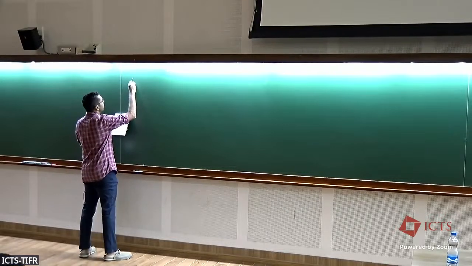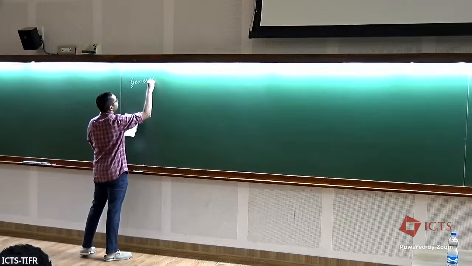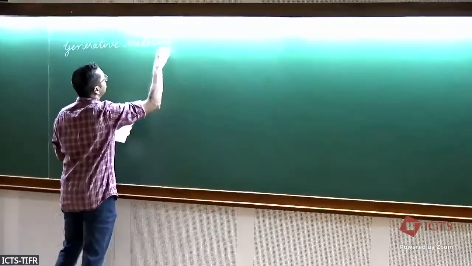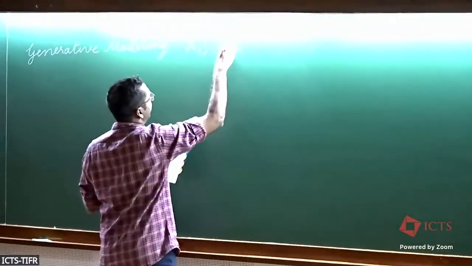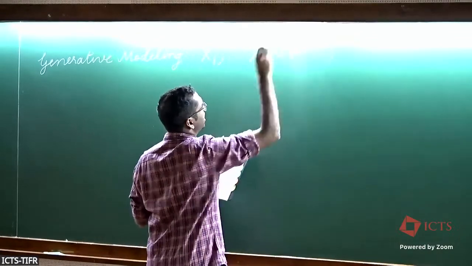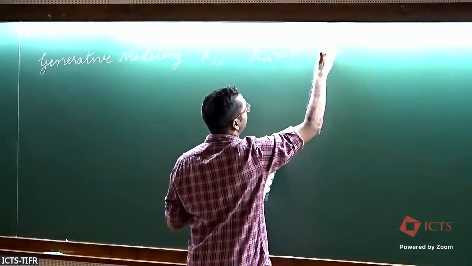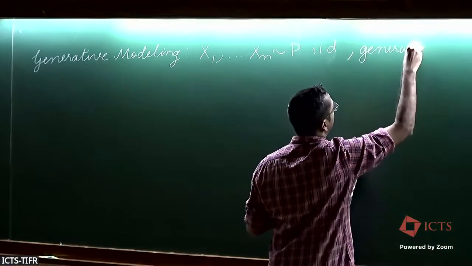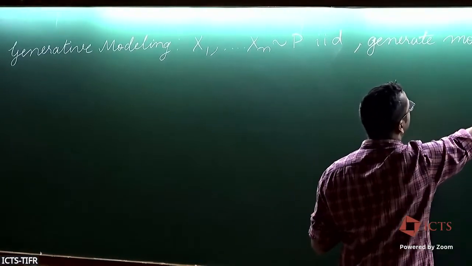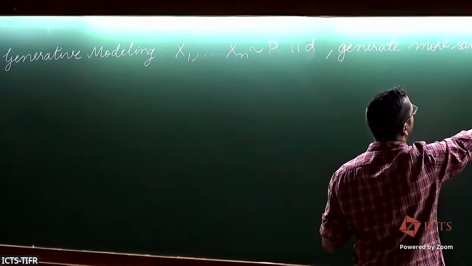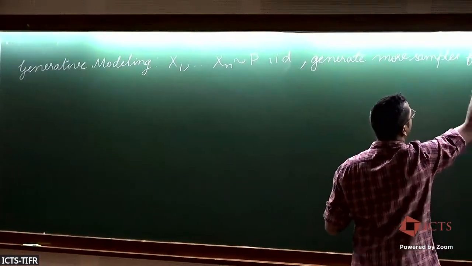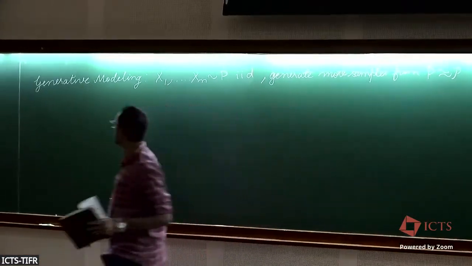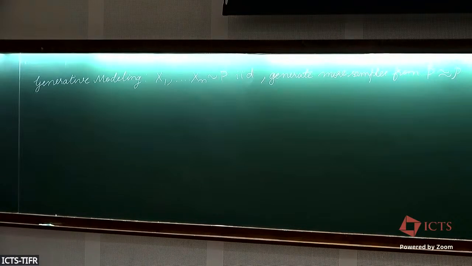Okay. So we looked at generative modeling. That is, given samples x1, ..., xn, distributed as p, let's say they're IID, generate more samples from p hat, which is approximately p. Okay, so this is the task we are going to tackle, and I'll describe some algorithms for it.